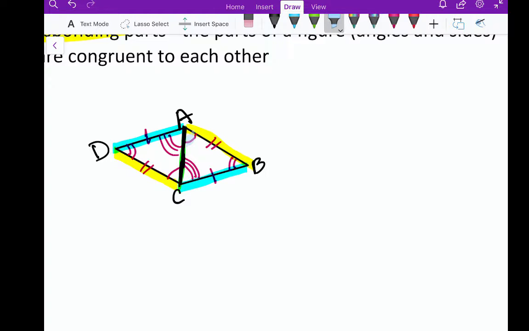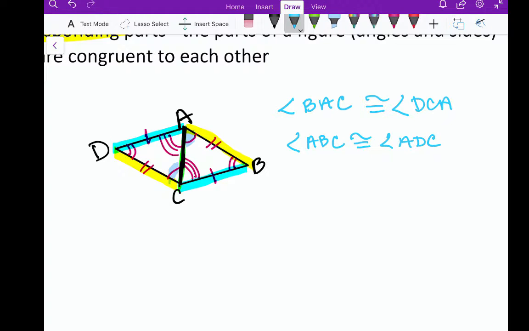I see a 1 mark here, and I see another 1 mark right here. So that means that angle BAC is congruent to angle DCA. I also see that angle ABC is congruent to angle ADC. And if you don't see that, compare it with the picture and look at what I'm talking about. They both have 2 marks on them. And then the last one is angle DAC is congruent to angle ACB.